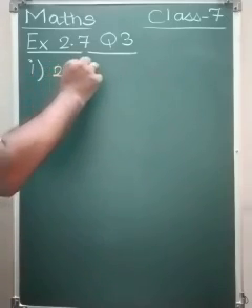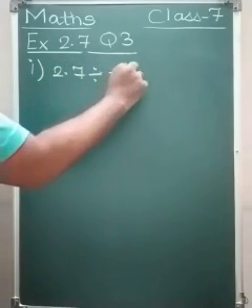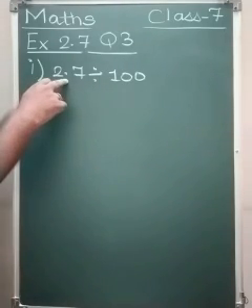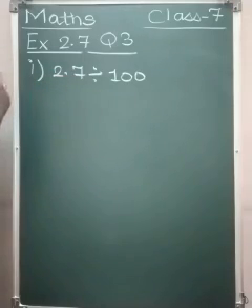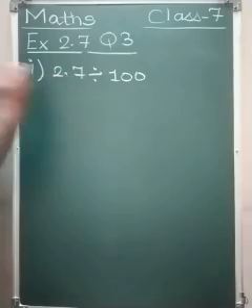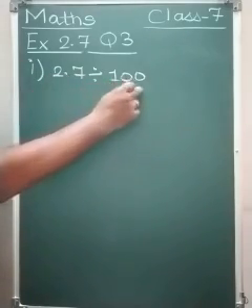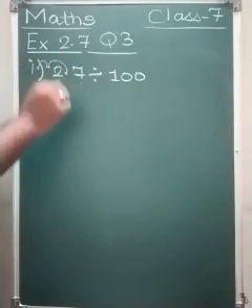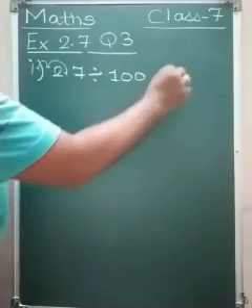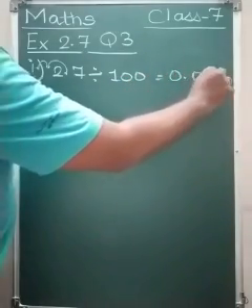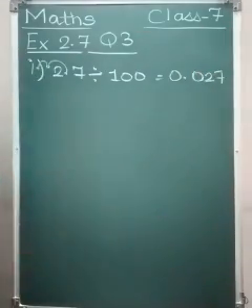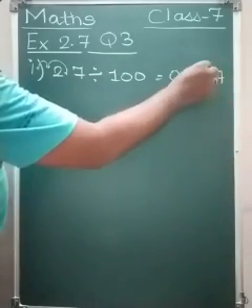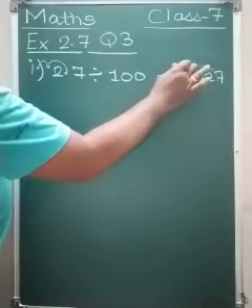2.7 divided by 100. Okay. Now the decimal point will shift towards the left hand side. This is the shortcut method. How many places? 2 zeros, so 2 places. 1 place, 2 places. So our answer should be 0.027. See, here was the decimal point in 2.7, so it has shifted 1, 2. This should be our answer.